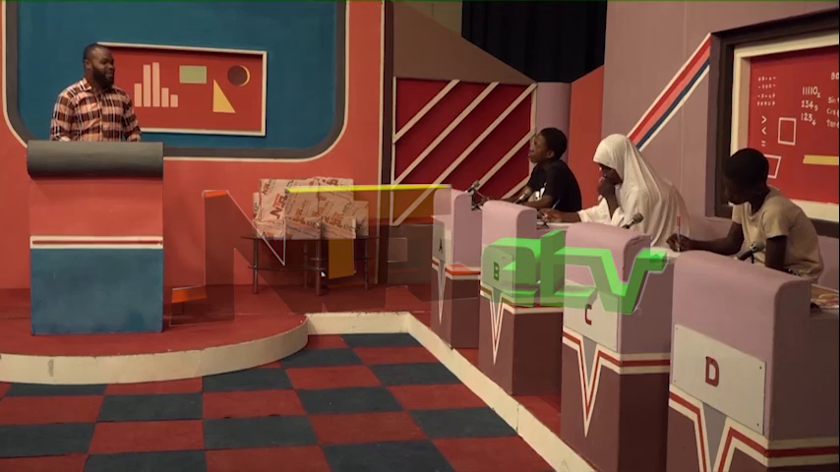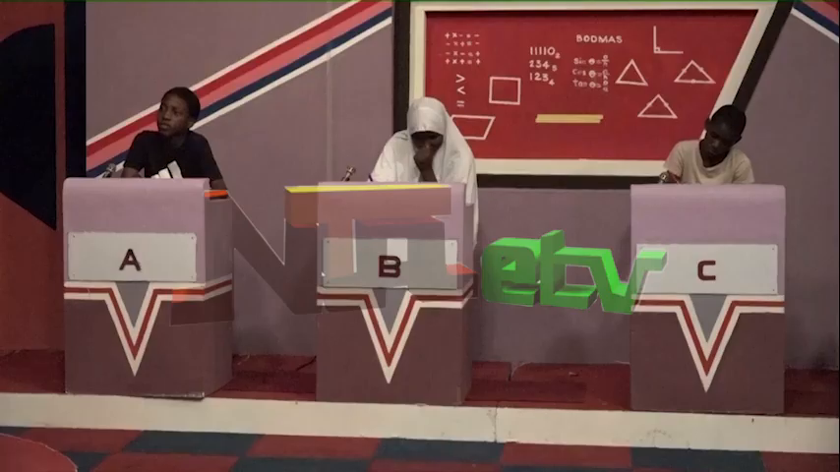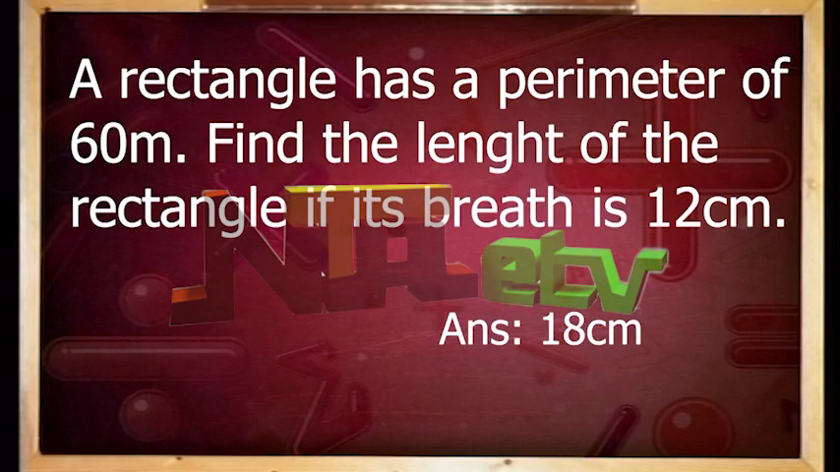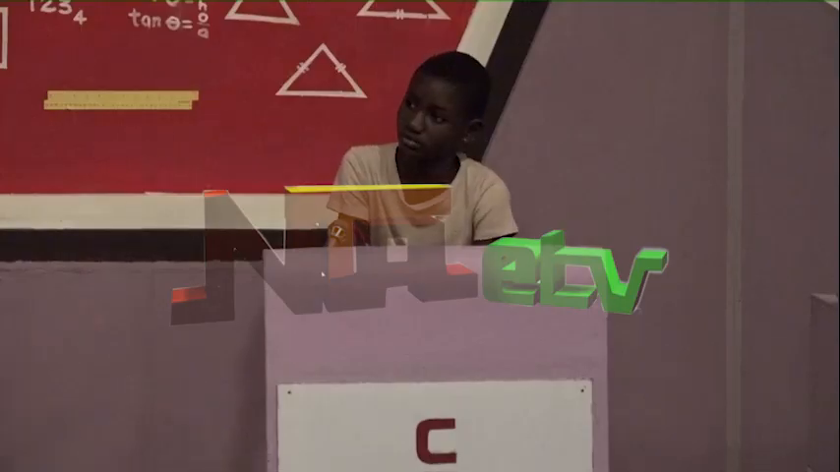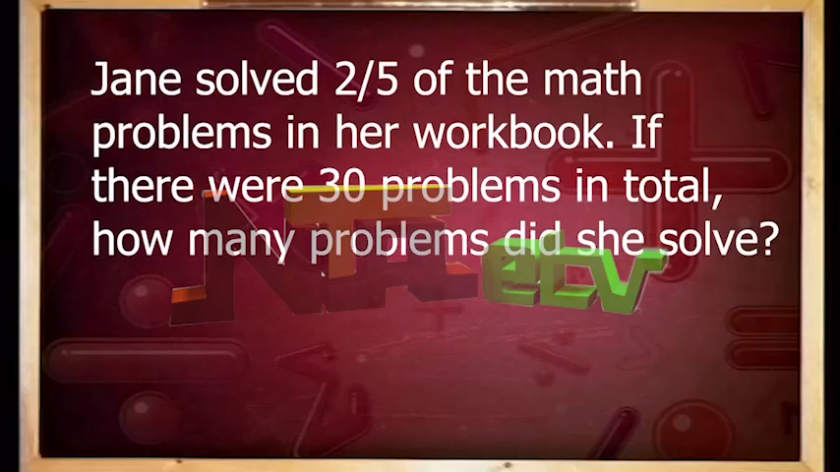It's a bonus now to contestant A. 18 centimeters. And that is correct. So contestant C, your question. Number 4. Jane solved 2/5 of the math problems in her workbook. If there were 30 problems in total, how many problems did she solve?